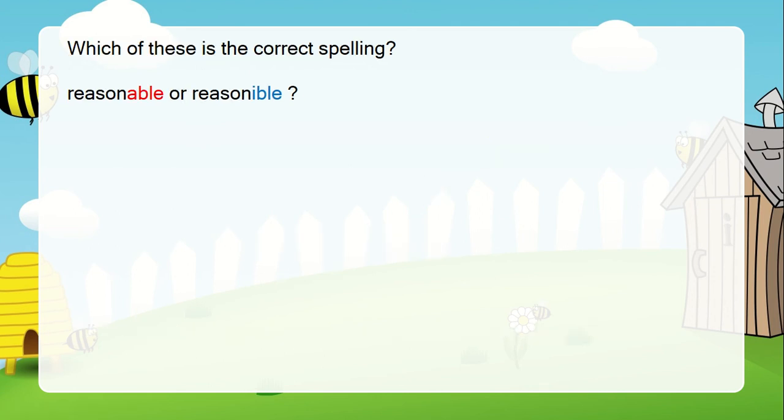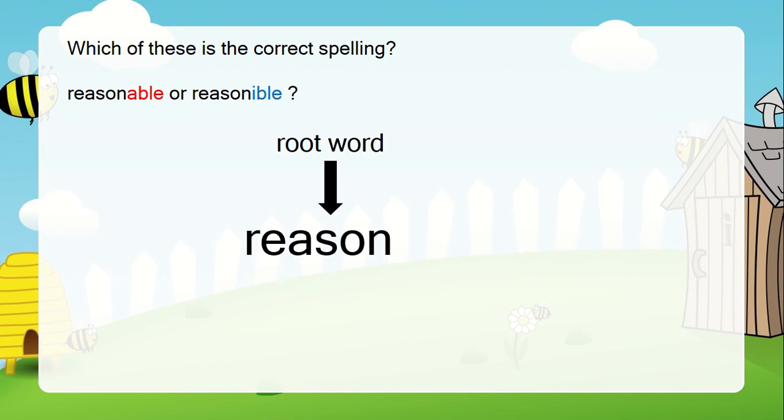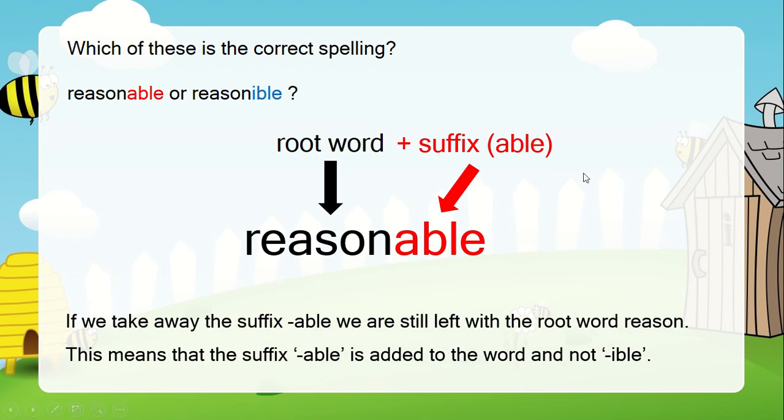Which of these is the correct spelling for the word reasonable? Pause your video to have a go. Click play when you're ready. You may have noticed that we're able to see the root word reason. This helps us know that it is our suffix able that needs to be added onto the end of our root word. If we were to take away our suffix able, we are still left with the root word reason. This helps us identify that it is able and not ible that needs to be added on to our root word.